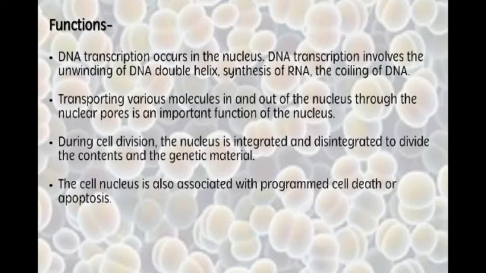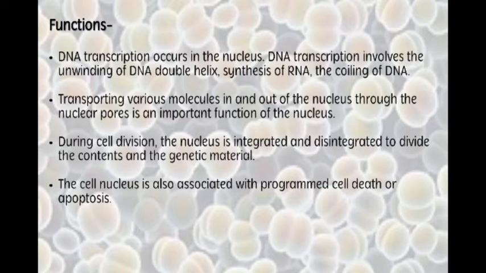As ribosomes are located outside the nucleus, the mRNA produced needs to be exported. Since the nucleus is the site of transcription, it also contains a great variety of proteins that either directly mediate transcription or are involved in regulating the process. And the other function of nucleus is transporting various molecules in and out of the nucleus through the nuclear pores. And during cell division, the nucleus is disintegrated and reintegrated to divide the contents and the genetic material.